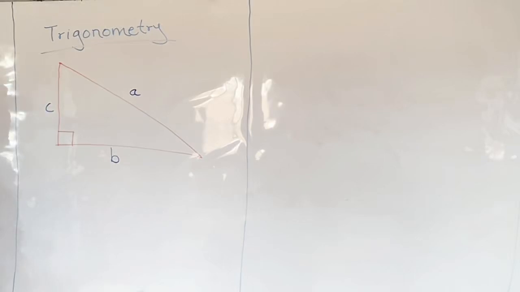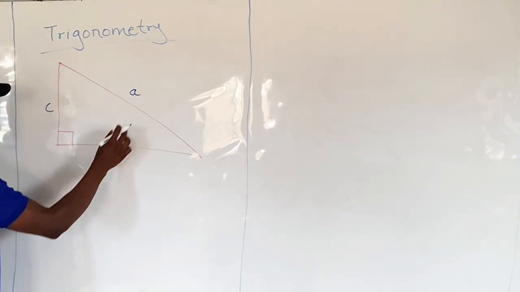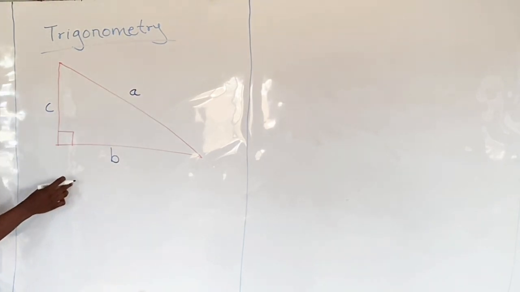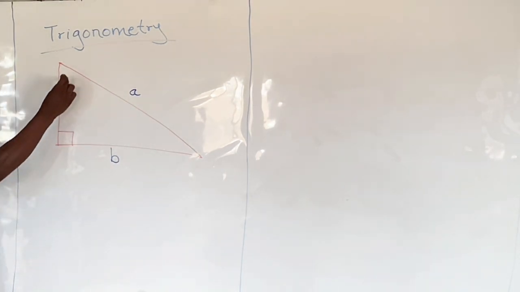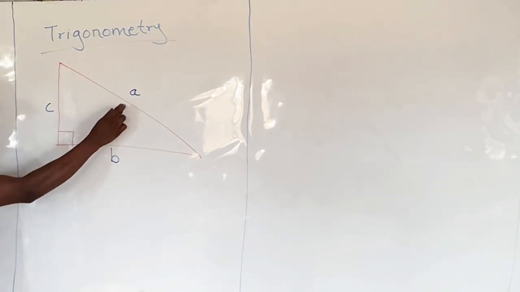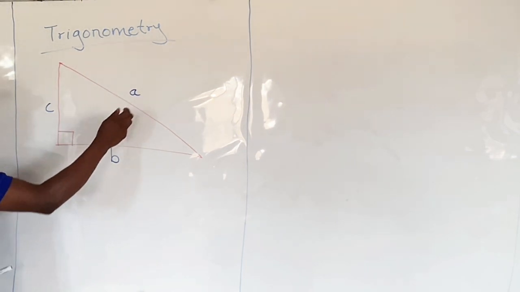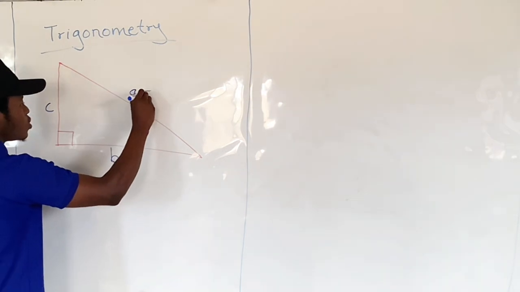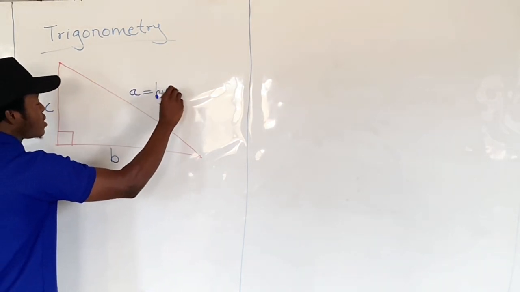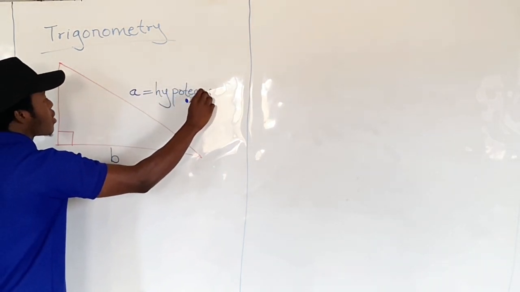Today we will learn about the trigonometry of a right angle triangle with sides A, B and C. Side A is known as the hypotenuse because it is the longest side of the right angle triangle, and also it is the side opposite to the right angle. The side opposite to the right angle is the hypotenuse, so A becomes our hypotenuse. We label it as the hypotenuse.